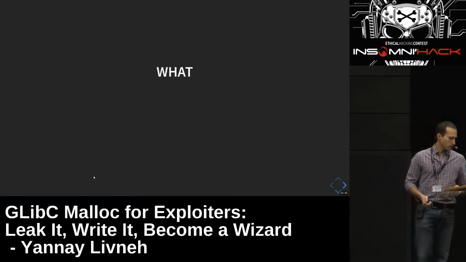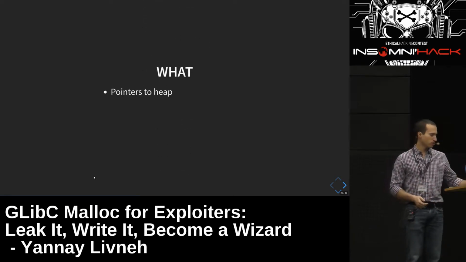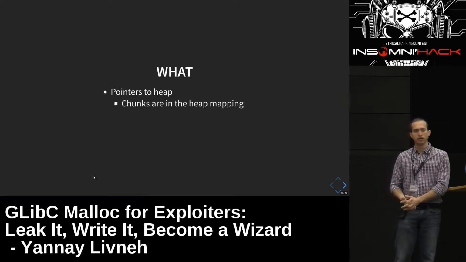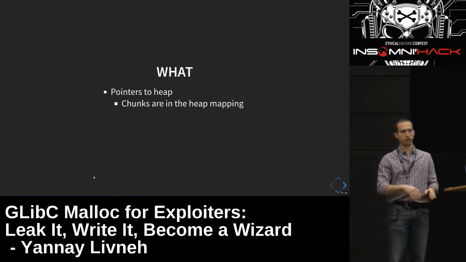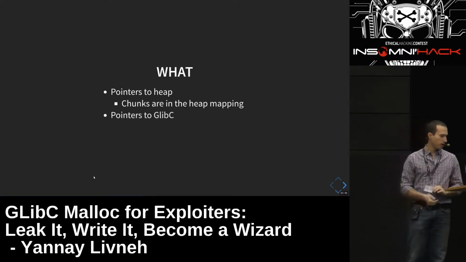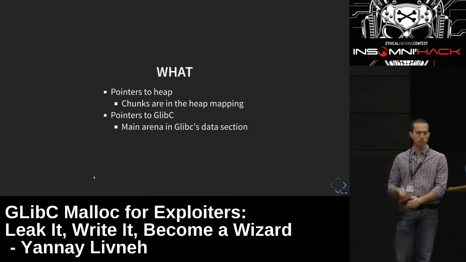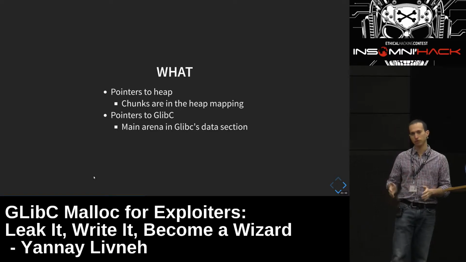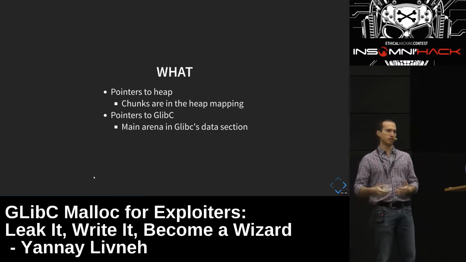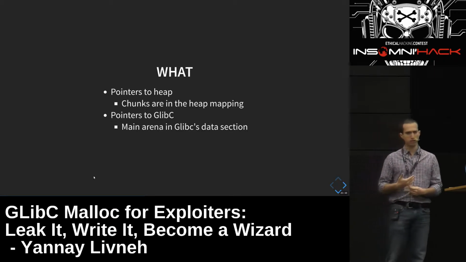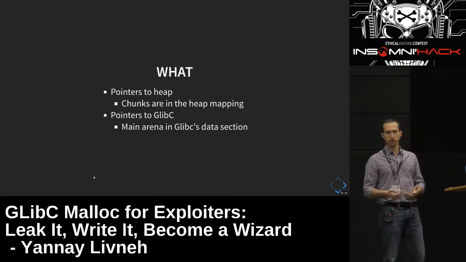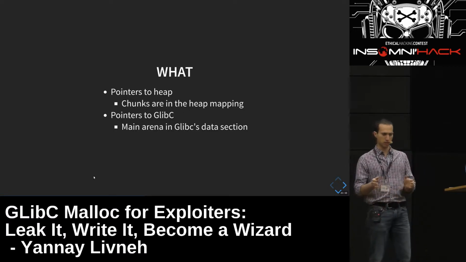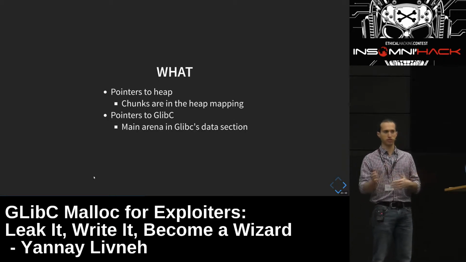Great. So what can be leaked in terms of pointers? Well, pointers to the heap, of course. Chunks are in the heap mapping area, and they point to each other. So if you leak these pointers, you know where the heap is located, and also pointers to GLibC. Because the main arena, the heap infrastructure, at least the main arena, resides in GLibC's data section. So if you leak a pointer to this struct, you basically know where the GLibC location is, and you can even know which version of libc you are using, because this struct is at different offsets in different versions.